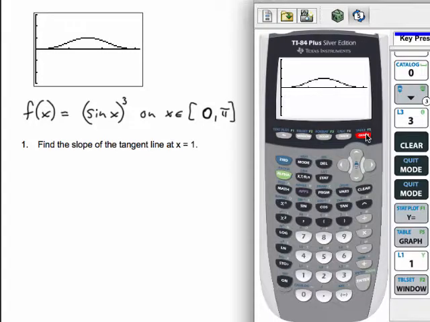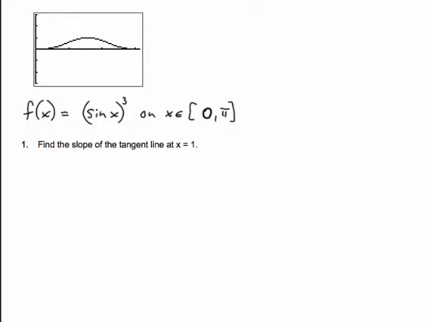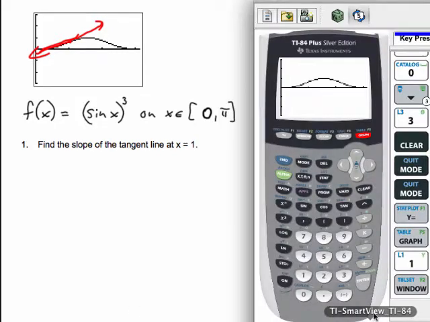Now the first thing we want to look at is the slope of the tangent line at x equals 1, which visually we know is something approximately like this. And we want to come up with the slope of that line. So there's a couple of ways I can do this with my calculator.